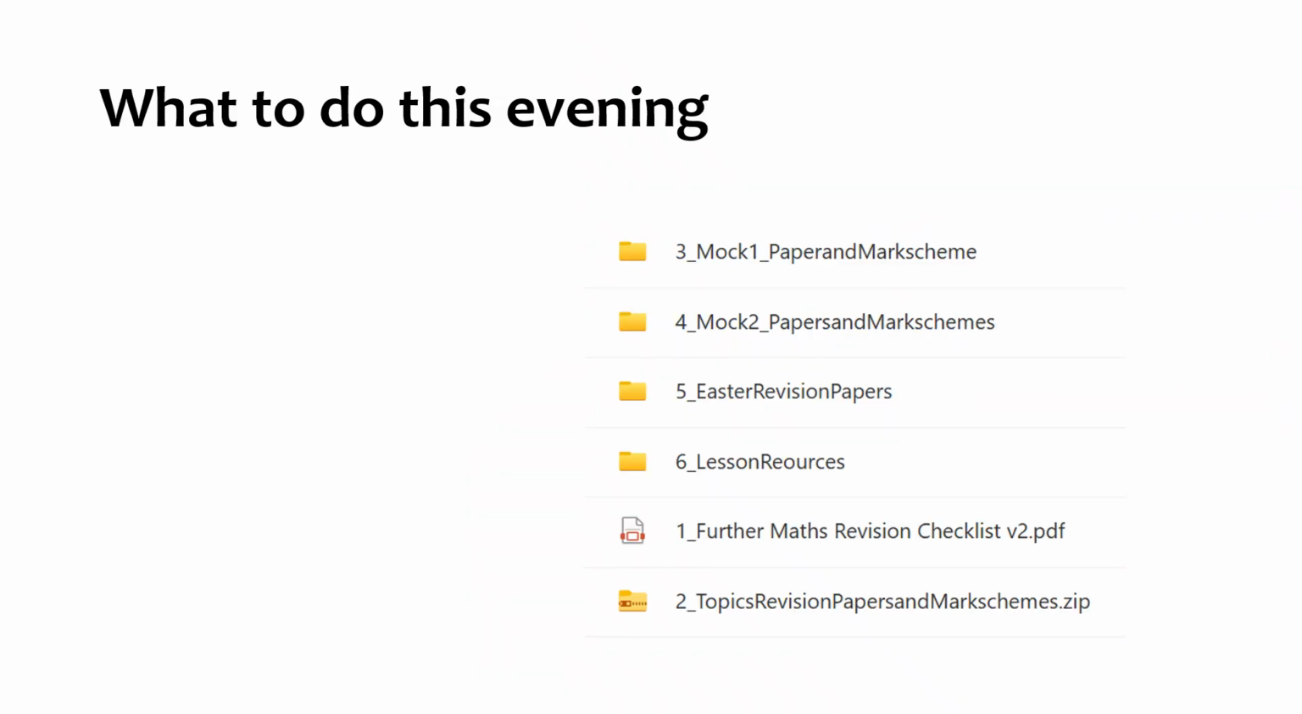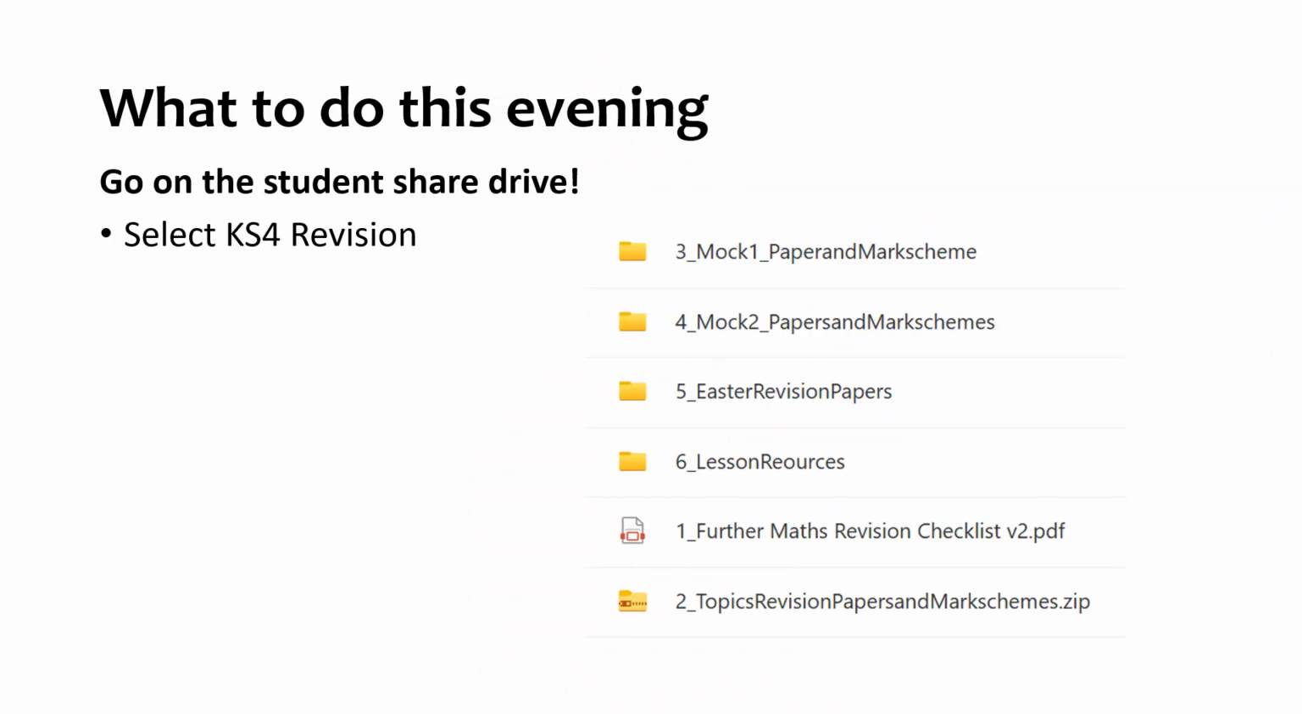So what should you do this evening? You should get yourself onto the student share drive, Key Stage 4 revision, and then select Further Maths 2025. You've got all of those folders you can see on the screen now. So starting with the Further Maths revision checklist, which we've just talked through together. There's lots of topic revision papers with mark schemes. You've got Mock 1 and the PPEs on there with their mark schemes, the Easter revision papers, and then all of the lesson resources, all of those PowerPoints.